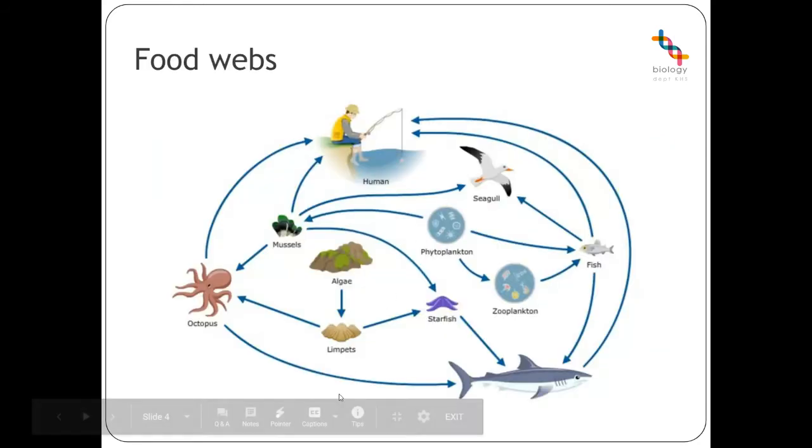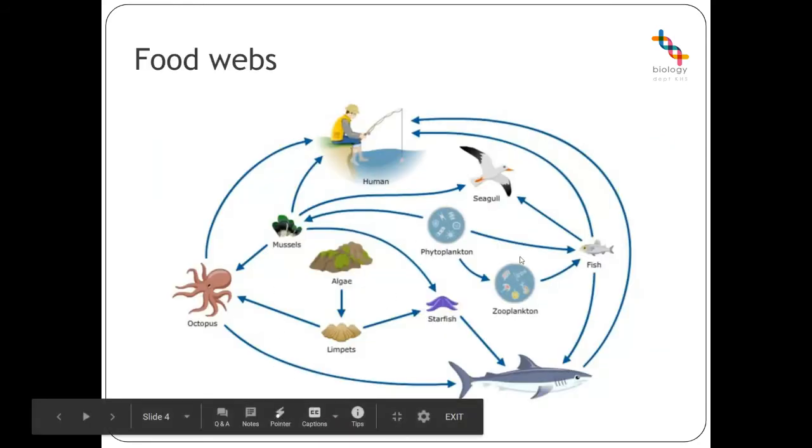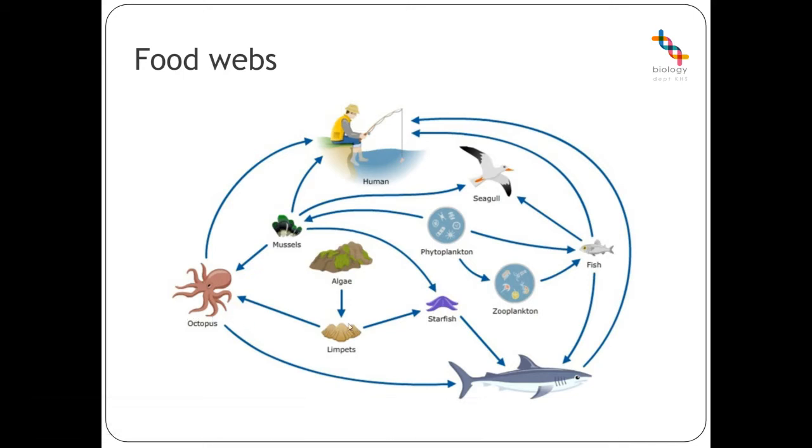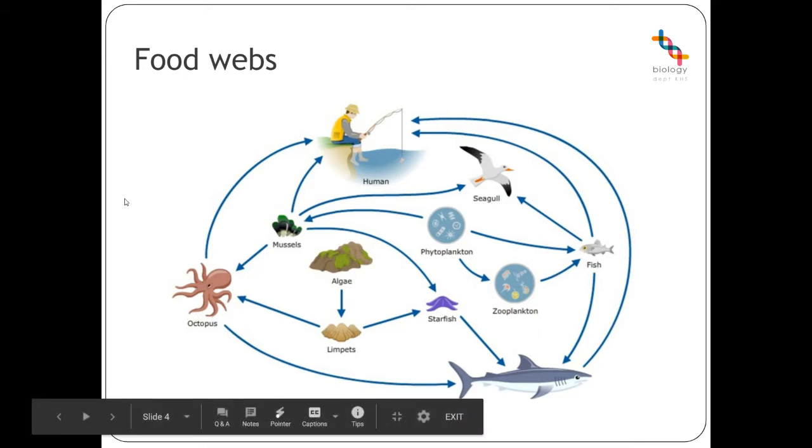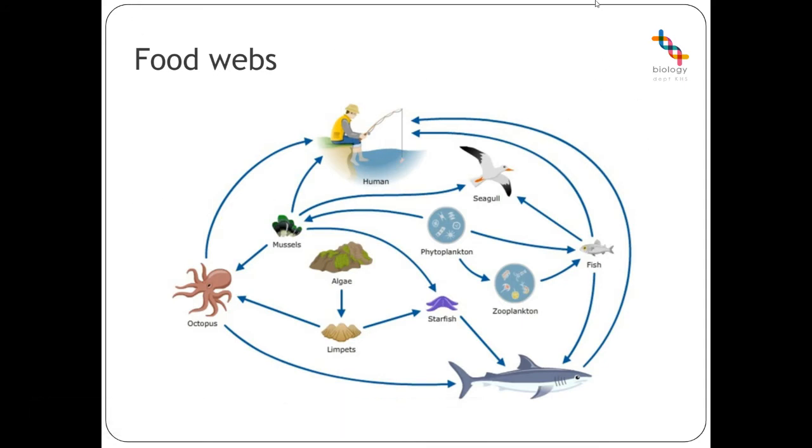Now, this example isn't set out in the way we tend to do it in Scotland. We would always tend to put the producer in a food web at the bottom, and then the first set of consumers, what we call the primary consumers, in the next row, and the next row we would have secondary consumers, tertiary consumers, quaternary consumers, all the way up, as far as you need to go.